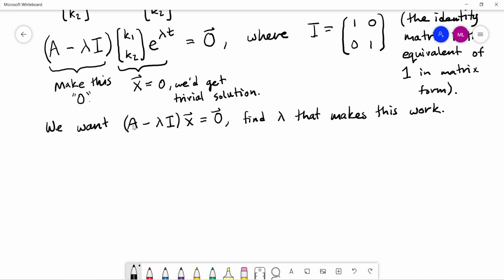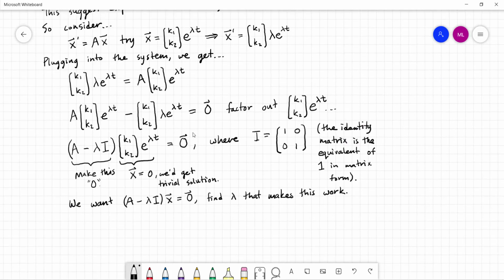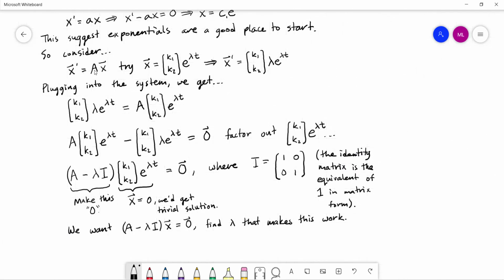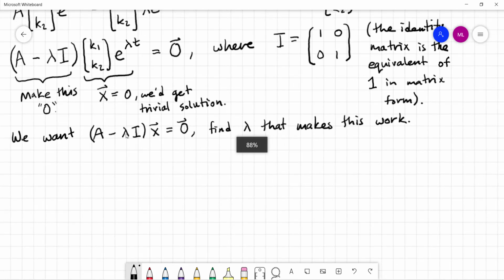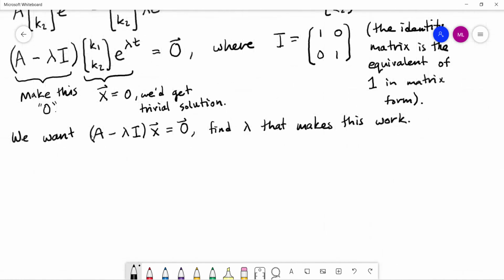So our goal is, A is given in the original problem, presumably. We've got some system of equations that we're trying to solve. X prime equals AX, so I don't have control over A. I is predefined to look like this. Lambda is the only thing we have control over. So can we find a lambda that will make it so that this is true without forcing X itself to be 0? That is our goal.